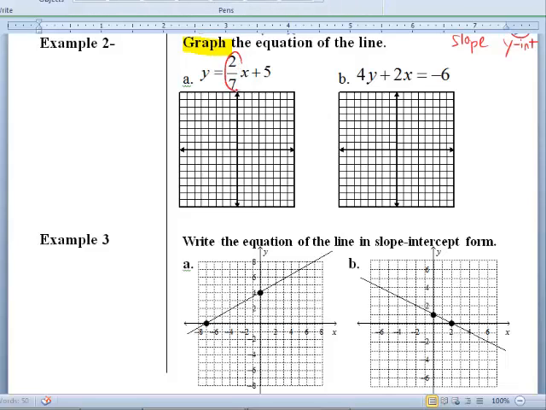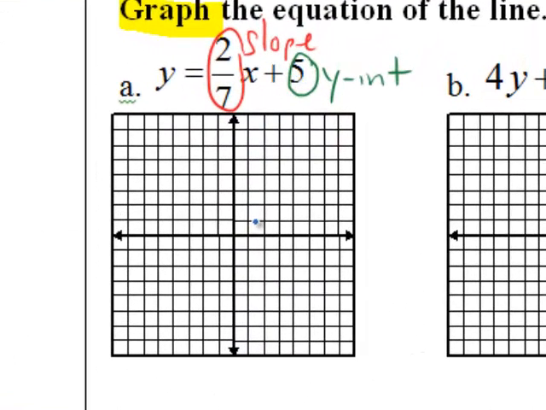Two things I know. Here is my slope. I'll do a different color for my y-intercept. Okay. Where do I start? How do I graph this? I can't really start with my slope, 2 over 7, because I don't know where to start. I start at the y-intercept. On the y-axis here, the y-intercept is 5. So count up 1, 2, 3, 4, 5. So put a dot there.